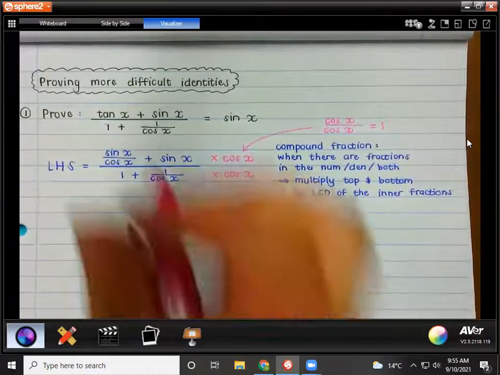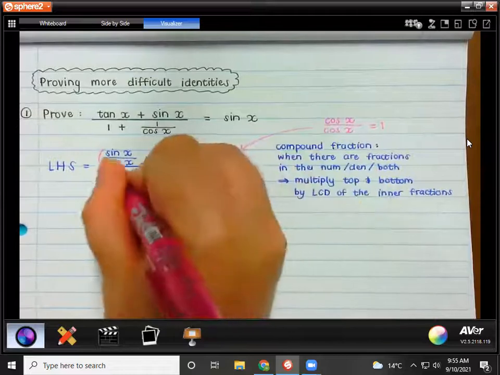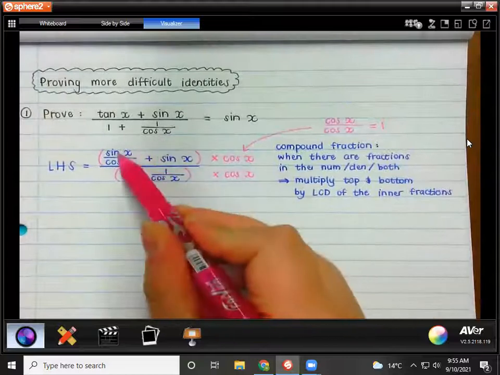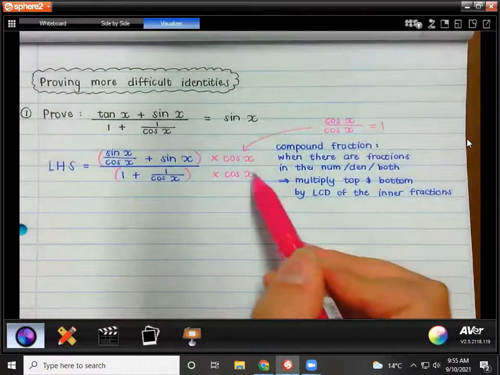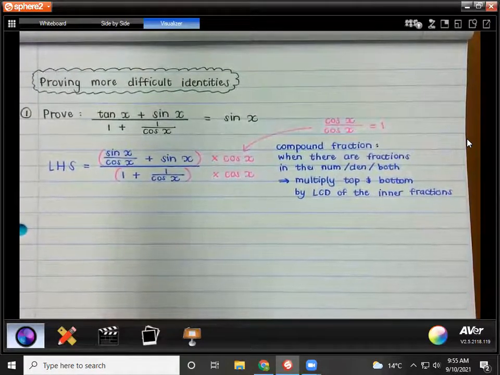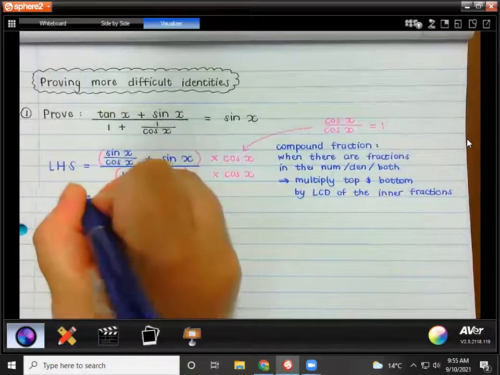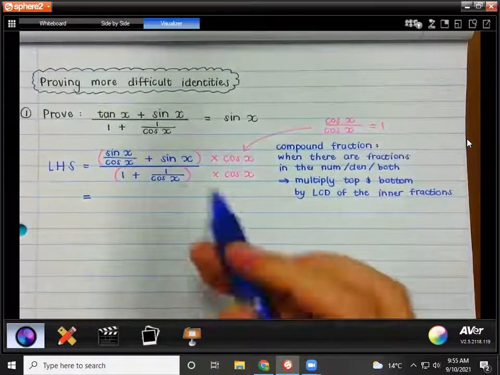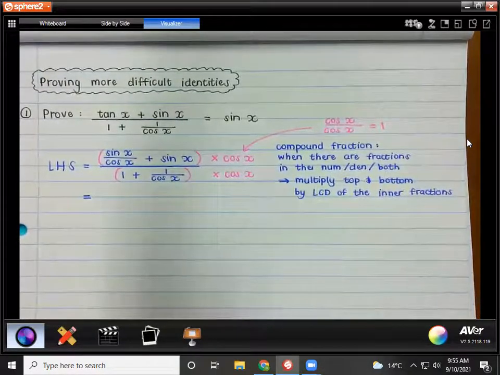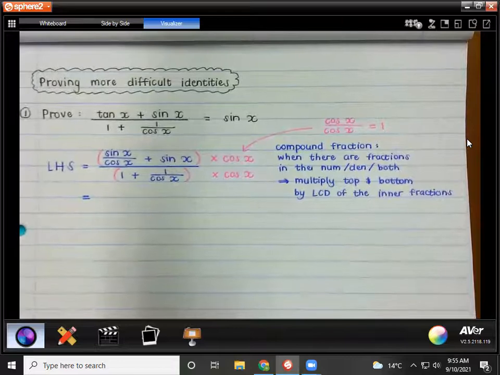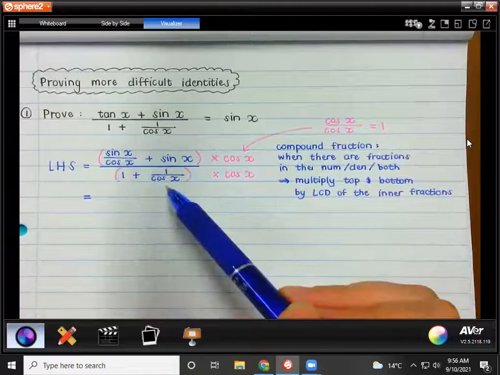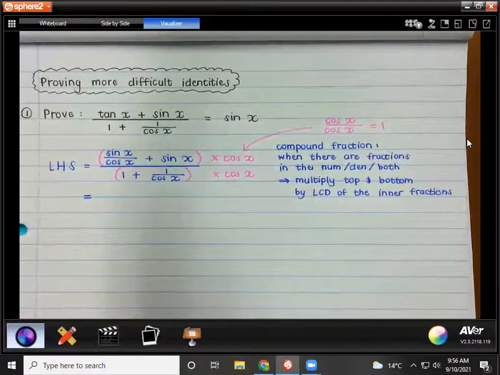Okay, what I want you guys to do is to put brackets around the top and the bottom, please. Because essentially we're going to have to multiply that cos x by both terms in the numerator and then by both terms in the denominator. Sorry, multiplied by the bottom of the inner fraction. So these smaller ones are the inner fractions. So in this case, they have the same denominator. So we don't actually have to find the LCD. We're just multiplying by the denominator. But if that was like a cos x and this one had a sin x, we would have to multiply by sin x cos x. Okay.